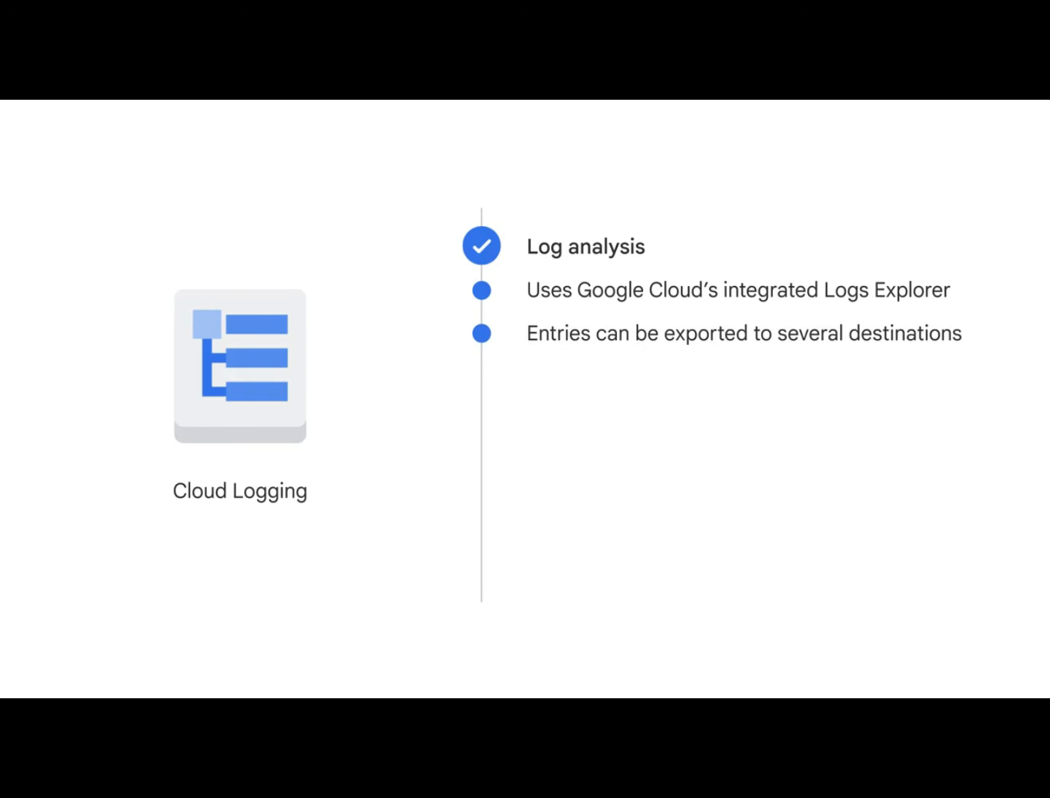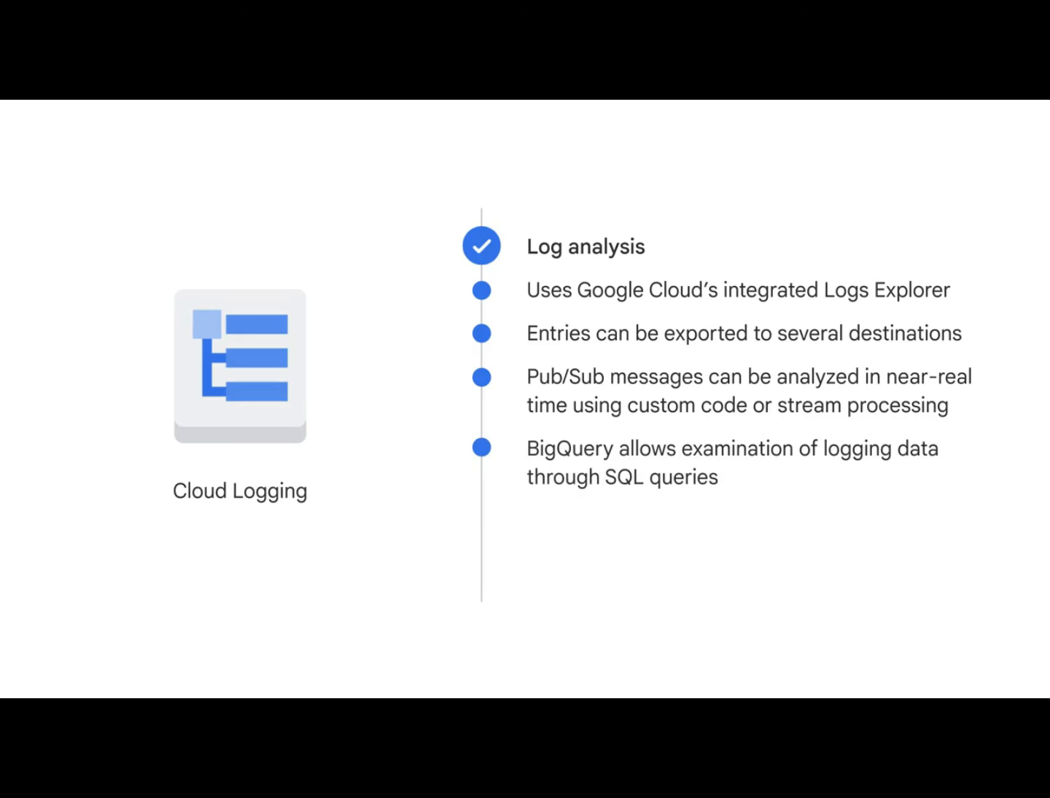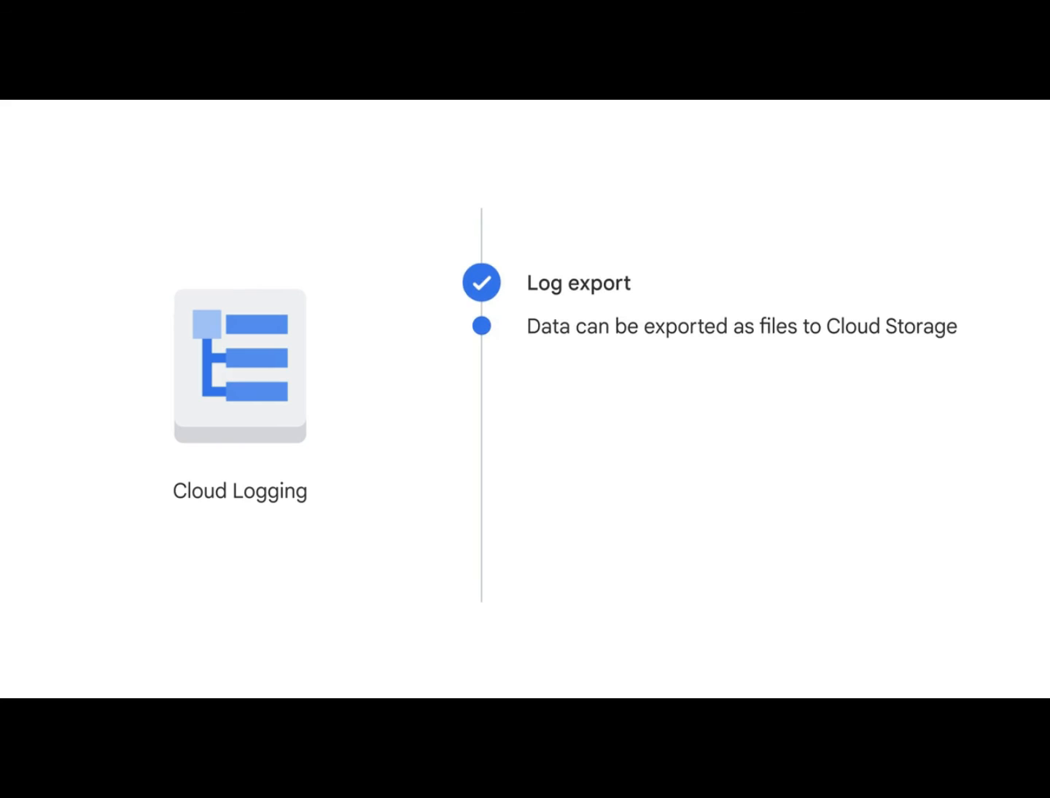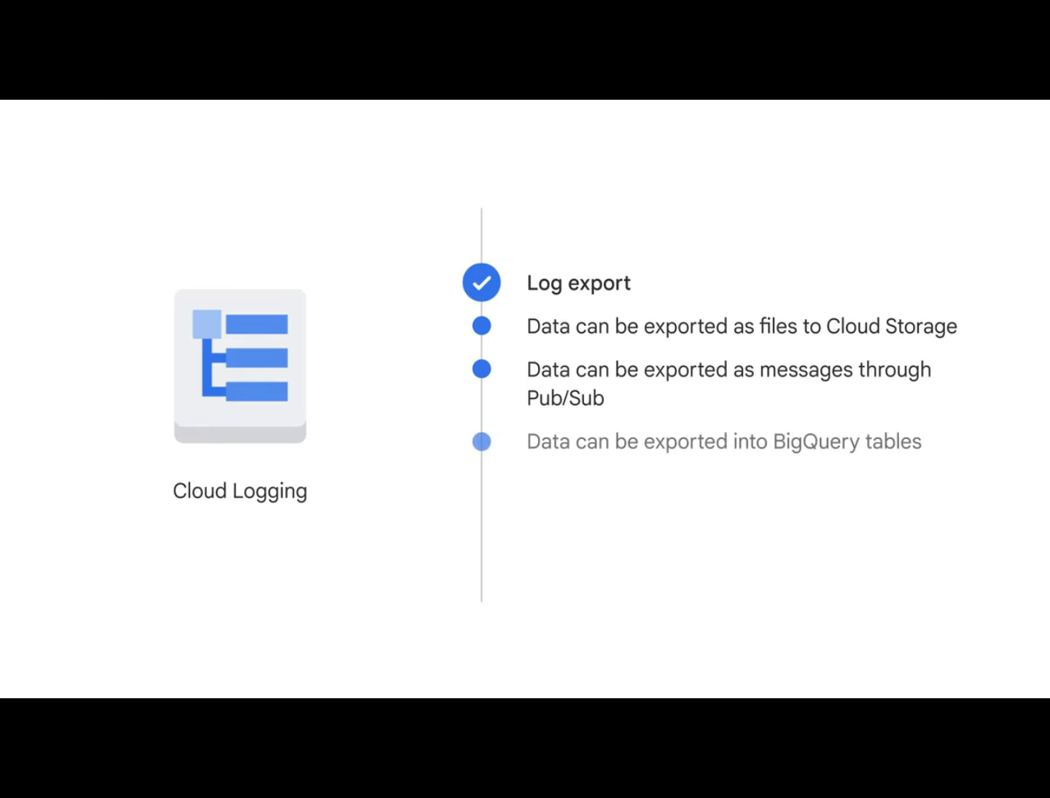Logging entries can also be exported to several destinations for alternative or further analysis. Pub/Sub messages can be analyzed in near real time using custom code or stream processing technologies like Dataflow. BigQuery allows analysts to examine logging data through SQL queries. And archive log files in Cloud Storage can be analyzed with several tools and techniques. Log data can be exported as files to Cloud Storage, as messages through Pub/Sub, or into BigQuery tables. Log-based metrics can be created and integrated into cloud monitoring dashboards, alerts, and service SLOs.